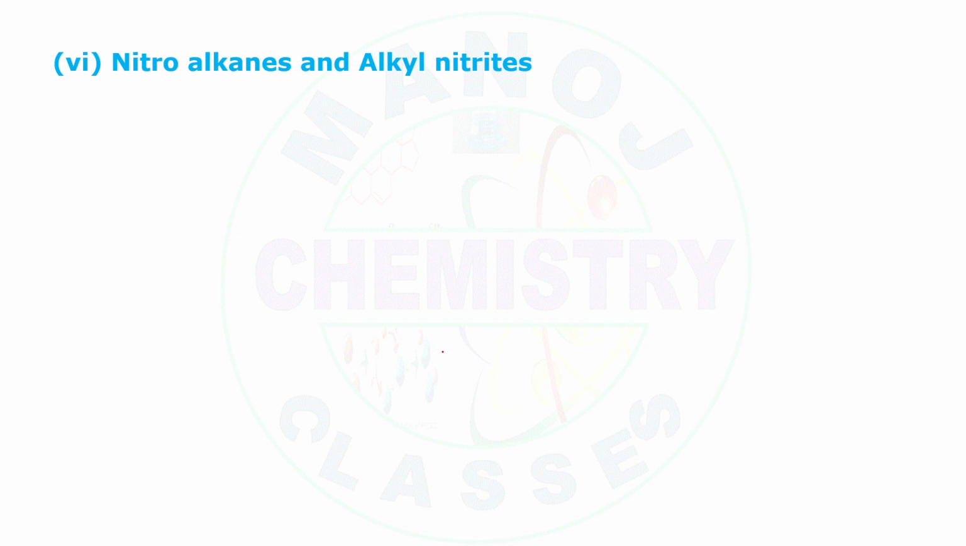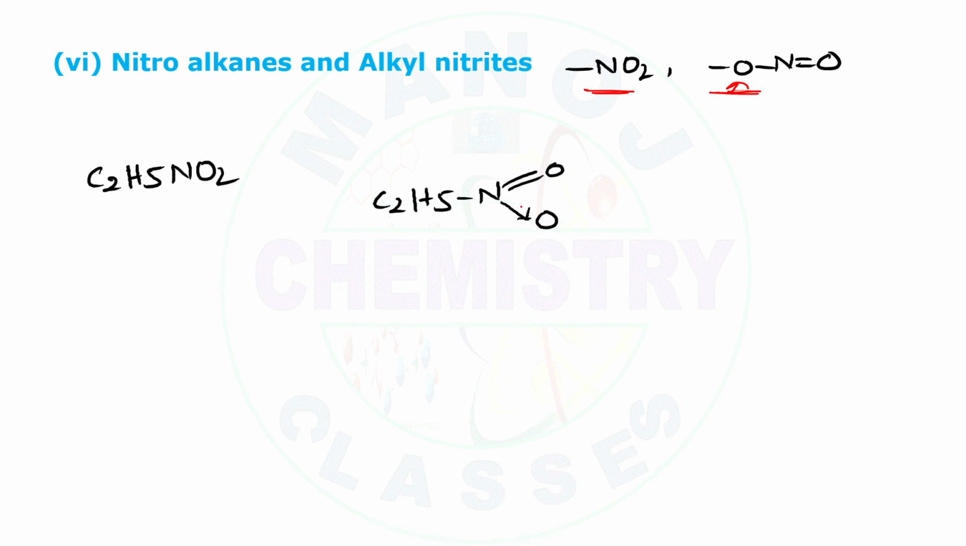Whereas the next one is nitroalkanes and alkyl nitrites. Nitroalkanes have the general formula NO2, whereas alkyl nitrites have the general formula ONO. So for example, if you take C2H5NO2, this is nitroethane. In nitroalkanes the alkyl group is directly attached to the nitrogen atom, whereas in alkyl nitrites the alkyl group is directly attached to the oxygen atom.